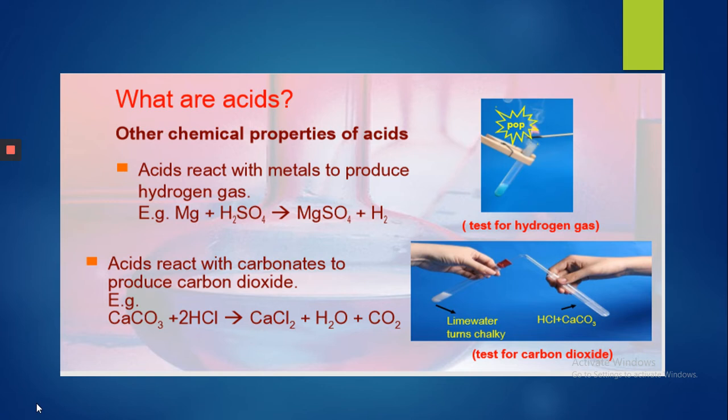Acids react with carbonates to produce carbon dioxide. For example, when calcium carbonate reacts with hydrochloric acid, calcium chloride, water and carbon dioxide form. We can check this carbon dioxide by putting the gas in lime water. The lime water turns milky, so we can say this is carbon dioxide gas.